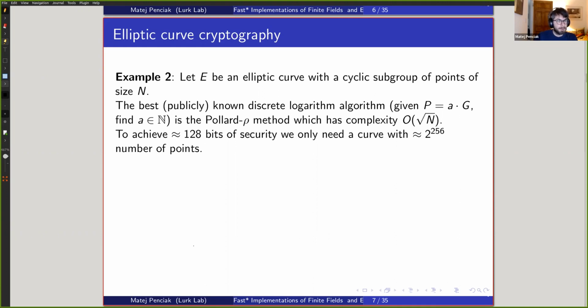Daniel, yeah? I have a ridiculous question. So why publicly known? You mean there are some people that know better discrete logarithm algorithms without revealing them? Yeah. I don't want to speculate, but I imagine there are probably some very smart cryptographers working for some very smart national security agencies that could probably do better than this. Fair enough. That's just speculation on my part.